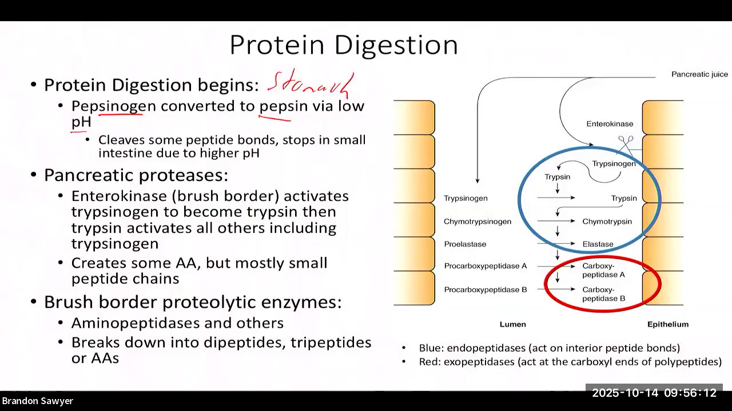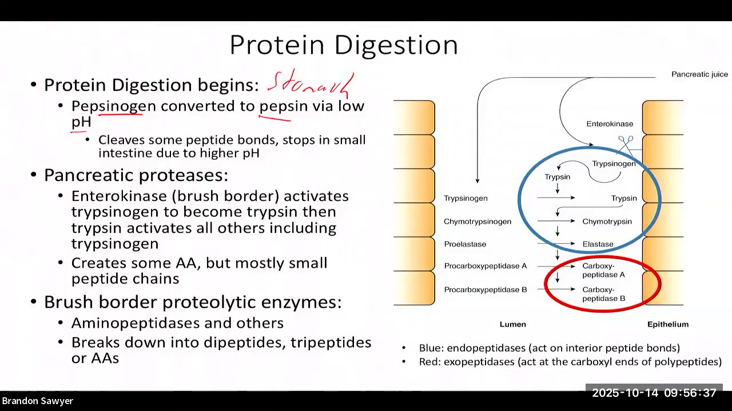The other thing that's happening here is obviously the protein's unfolding, and that gives these enzymes access to some of those peptide bonds. Otherwise, they'd be hidden in those globular proteins. So they unfold, and this gives more access to pepsin and the other enzymes as well. Then we get into the small intestine.